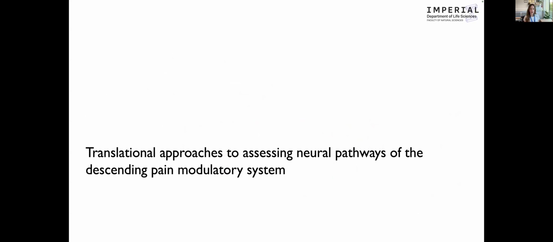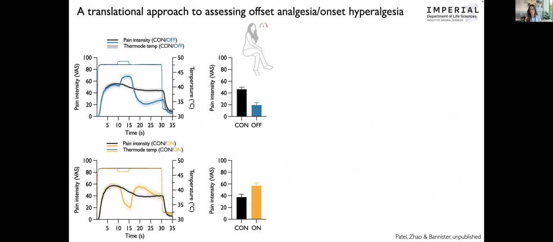Okay, so having thought then really briefly and broadly about the neurophysiology of some of these brainstem pathways, we'll now think about how we can use translational approaches to assess pathways of the DPMS. And I think it's really important to understand their underpinning pharmacology so that we can gauge exactly what these pathways are telling us when we apply our translational approaches. I'm going to start with some unpublished work that we've been doing looking at offset analgesia and onset hyperalgesia.